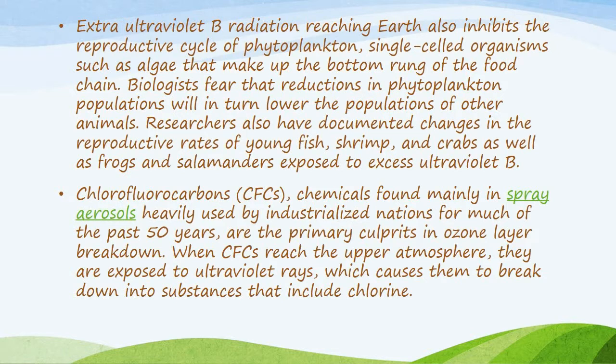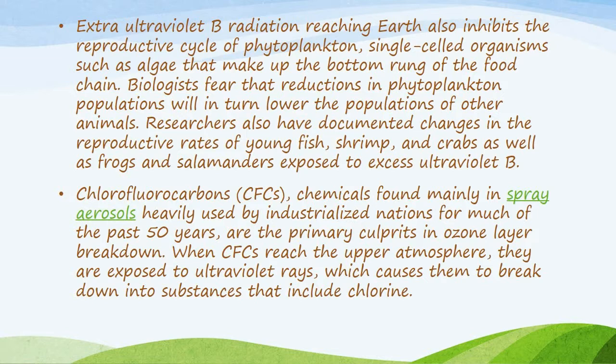Extra ultraviolet B radiation reaching Earth also inhibits the reproductive cycle of phytoplankton, single-celled organisms such as algae that make up the bottom rung of the food chain. Biologists fear that reductions in phytoplankton populations will in turn lower the populations of other animals.